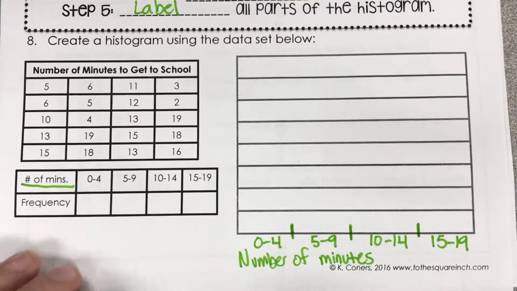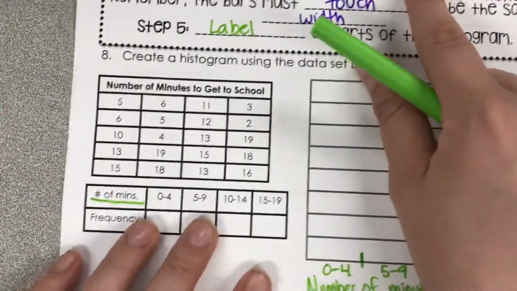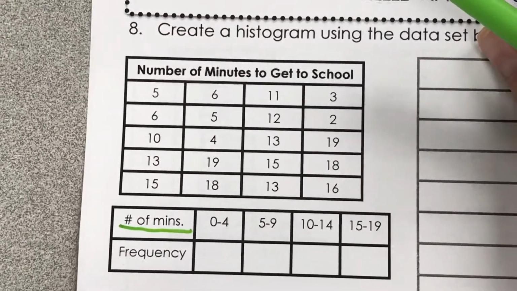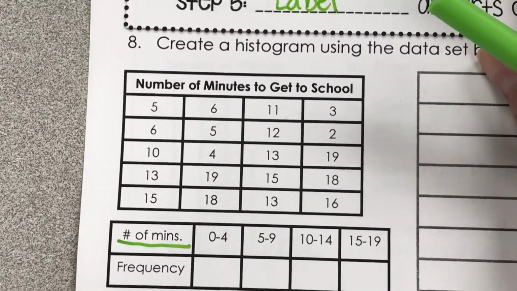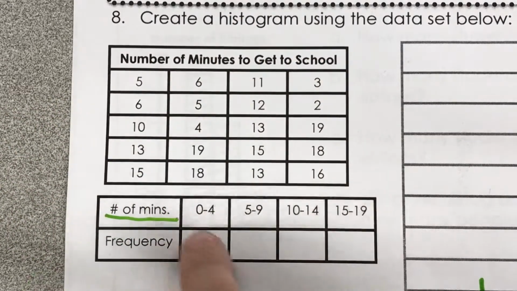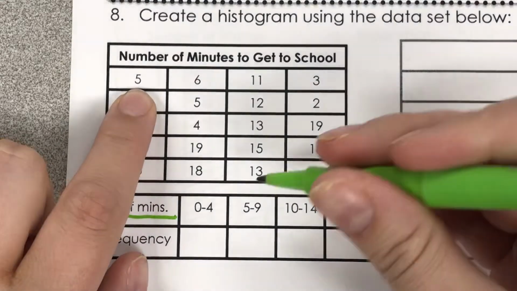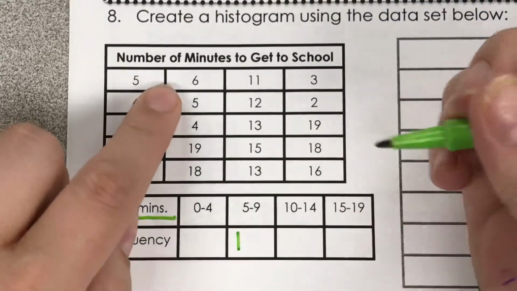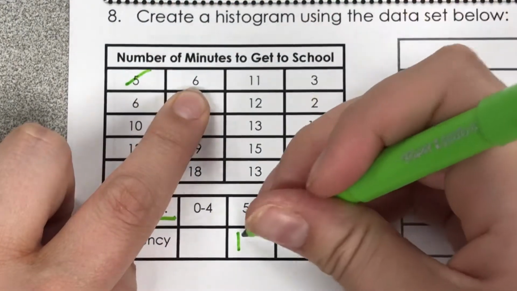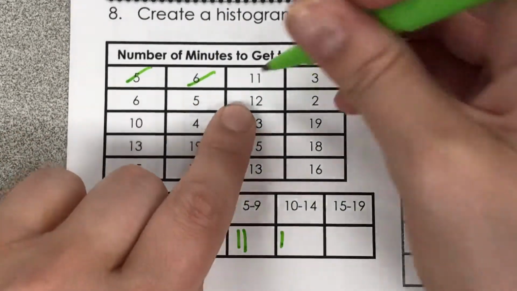Got my 4 categories. Next, I need to sort the data into each interval. So now I'm just going to focus on this for a second, and I'm going to actually tally how many of the numbers in my data fit in my categories. So let's look. 5, well, that's going to be 5 through 9. Cross that out. 6, it's going to be 5 through 9. That falls in this category. 11, falls in this one.